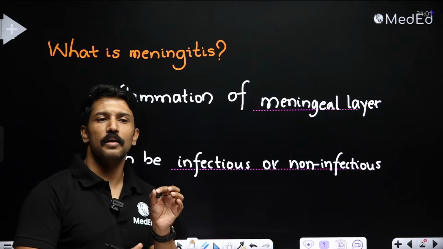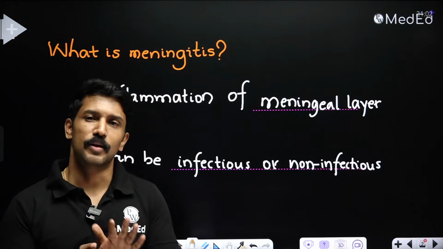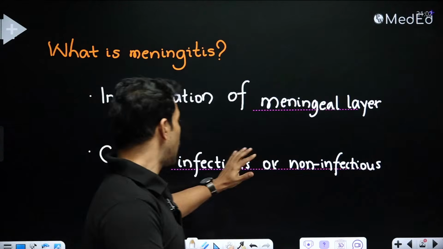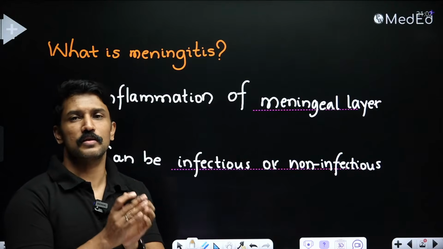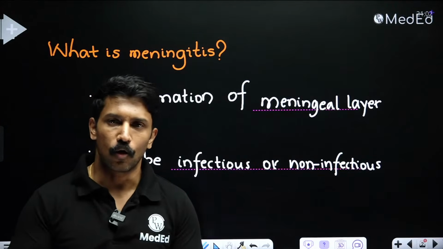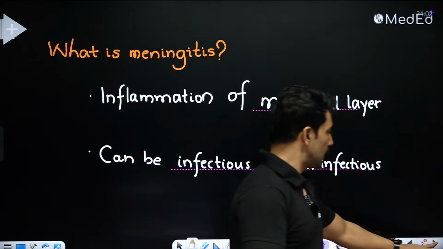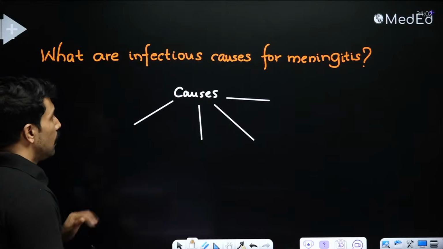Infectious meningitis is a far more serious disease with very high mortality, particularly when caused by bacterial, fungal, or tubercular etiology. That's why our focus will be on infectious meningitis. And infectious meningitis is way more common than non-infectious meningitis. So in that case, when it comes to the infectious meningitis, what are the common causes?